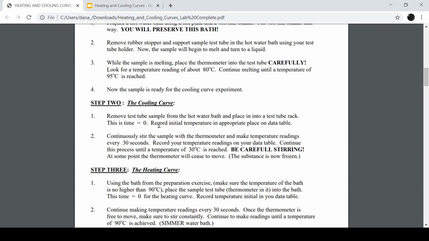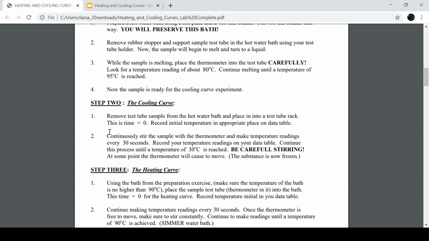At some point, the thermometer is not going to move anymore. That is okay. If you are having trouble with the thermometer moving, that is okay. You want to make sure that the thermometer is still in contact with the stearic acid, though. Okay, so you don't want the thermometer just hanging out there in the test tube, not touching anything. You're measuring the temperature of the stearic acid. That's the most important thing.